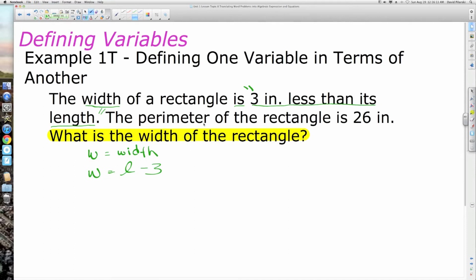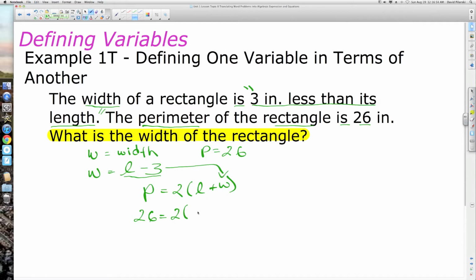Finally, it tells us the perimeter is 26. So we need to know the perimeter formula for a rectangle. The perimeter is 26. So using our perimeter formula, P is equal to 2 times the quantity L plus W. We substitute in what we know, and what we know is that the perimeter is 26, equal to 2 times the quantity, the length plus the width. What we're going to do is substitute this L minus 3 in for the W.